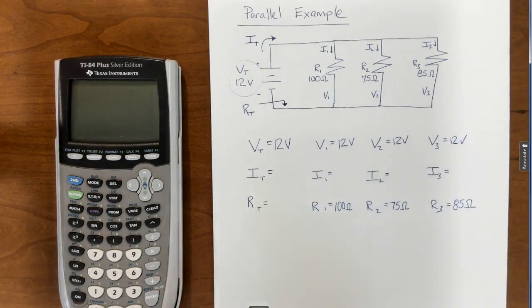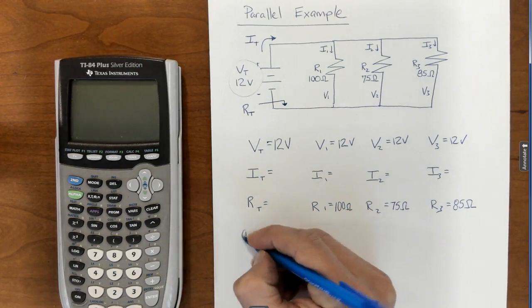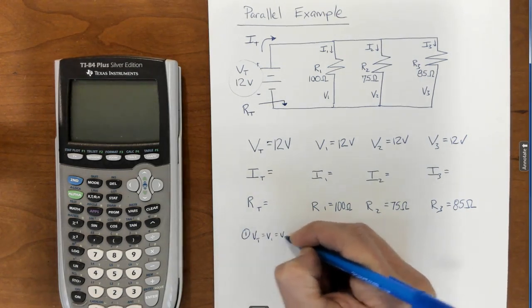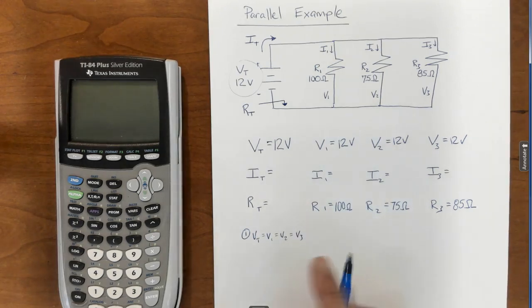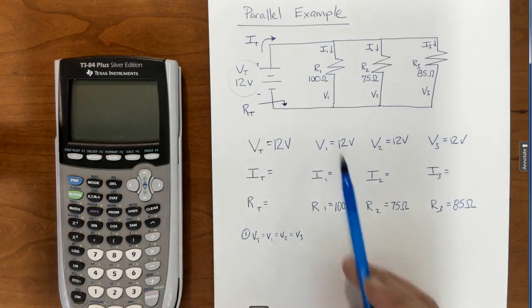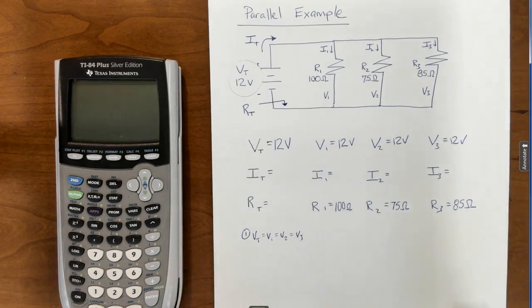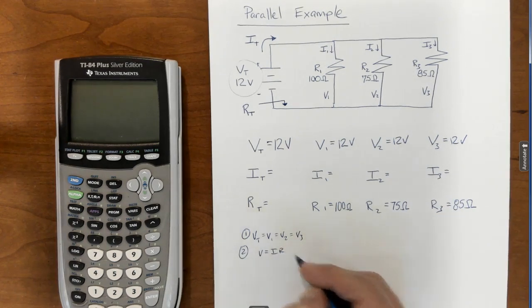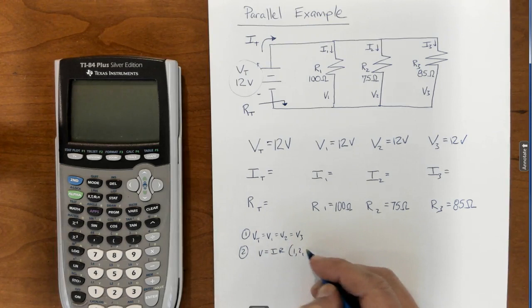So that's the first thing I did. If you want me to document the order, the first thing I did was use the fact that all the voltages are equal. That helped me fill in the rest. Okay. From there, I can use Ohm's law. I've got 3 columns where I have 2 out of the 3. So the second thing is V equals IR for 1, 2, and 3.